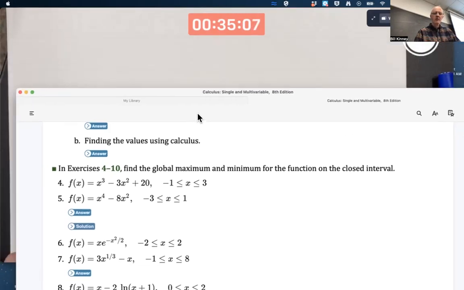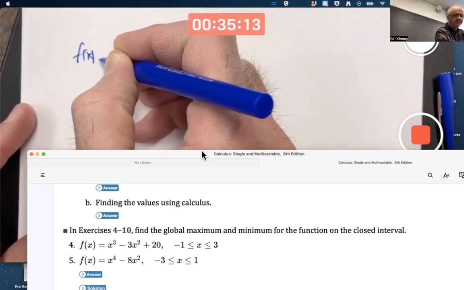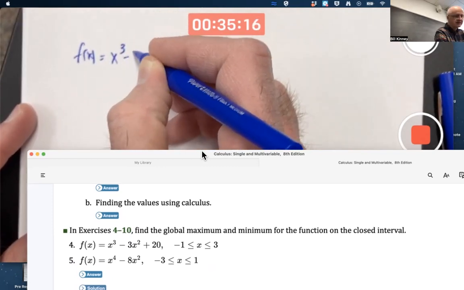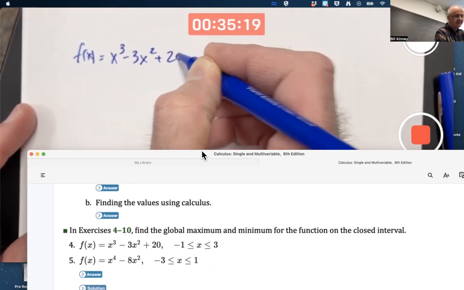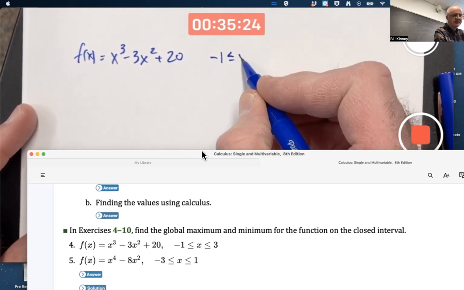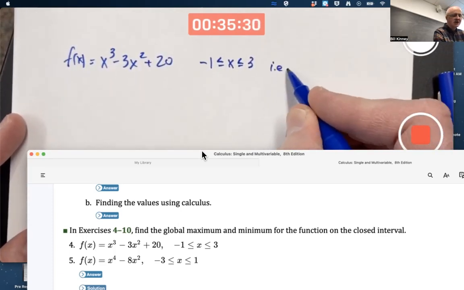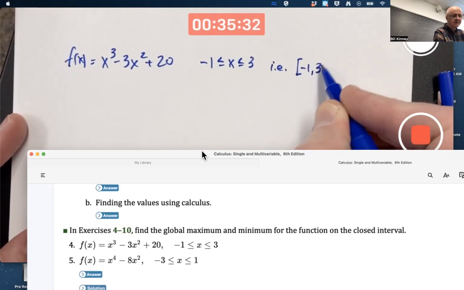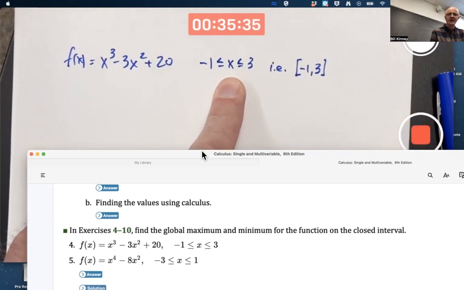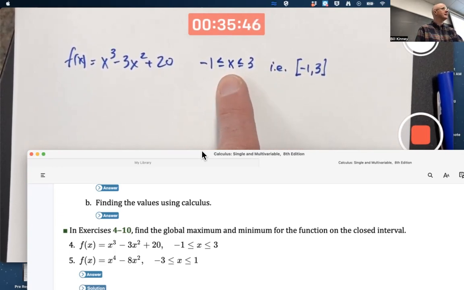So in number 4, the function is f of x equals x cubed minus 3x squared plus 20. And our closed interval is the interval x going between -1 and 3 inclusive. In interval notation, that's this interval, right? This is not interval notation right there. This is interval notation. It means the same thing. With the square brackets, it means include the endpoints in the domain. With the less than or equal to's, it also means include those endpoints.